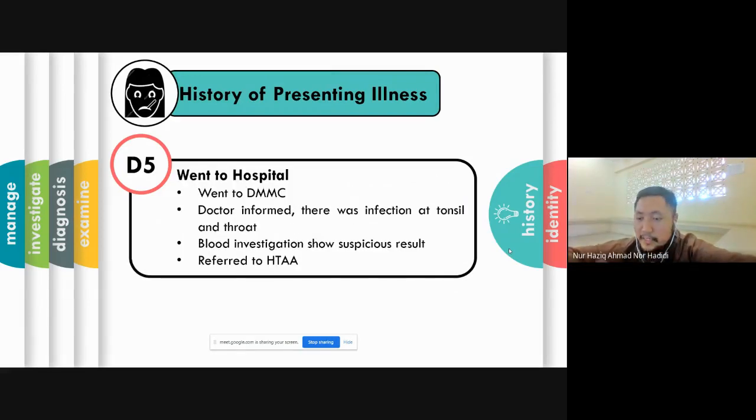So on day 5, which is the next day, his mother then brought him to Darul Makmur Medical Center for further treatment. There, the doctor informed that his tonsil was enlarged, and that her son was diagnosed with infection of the tonsil and also the throat, which I presume to be tonsillopharyngitis. Again, the blood investigation was done at Darul Makmur Medical Center and revealed the same result as the clinic, which is low red blood cell count and high white blood cell count. Due to this result, he was then referred to HTA for further investigation.